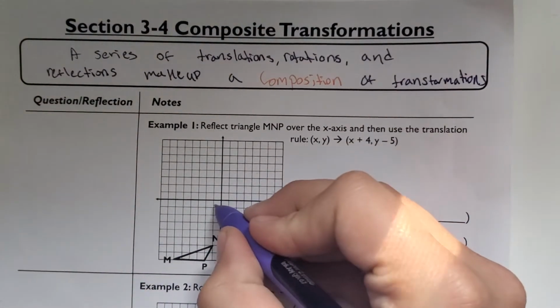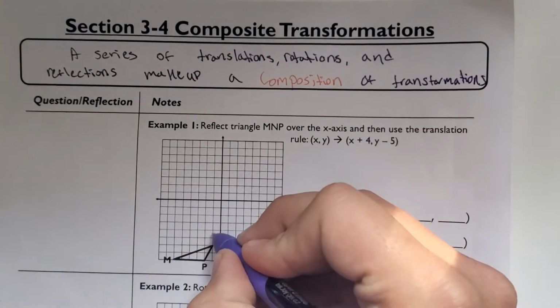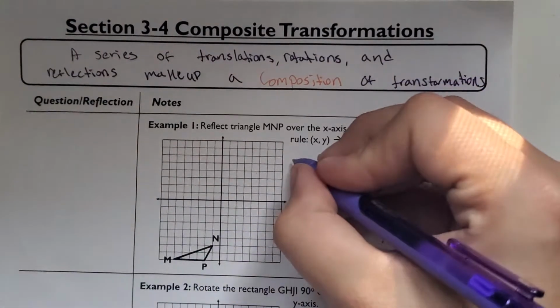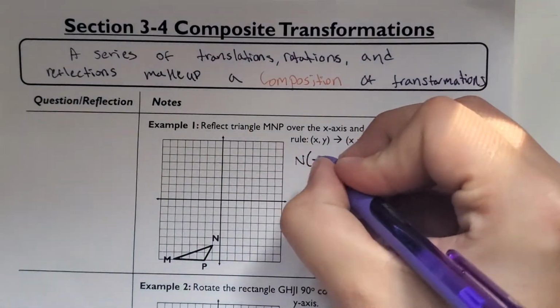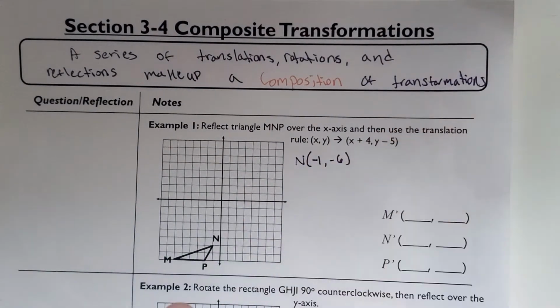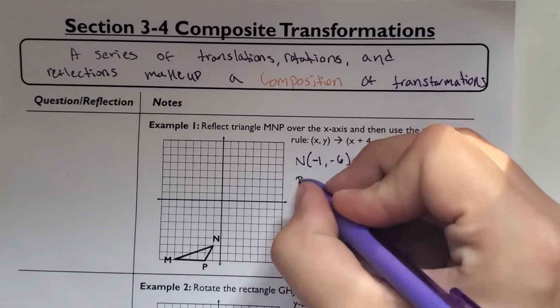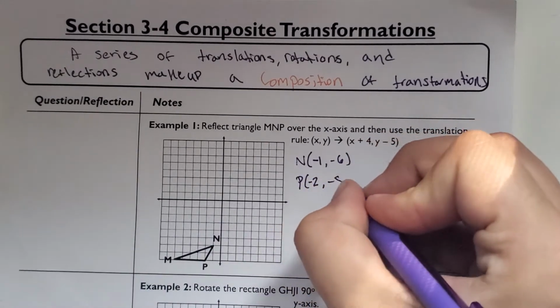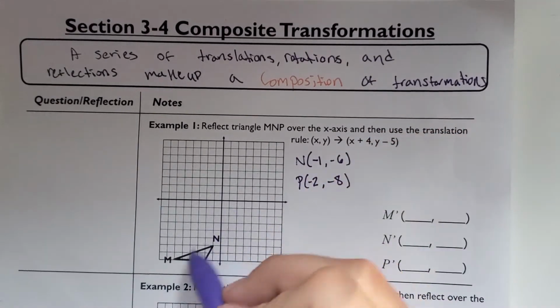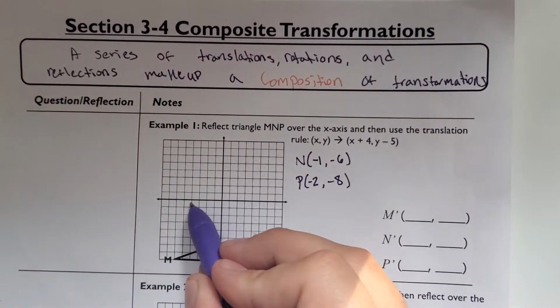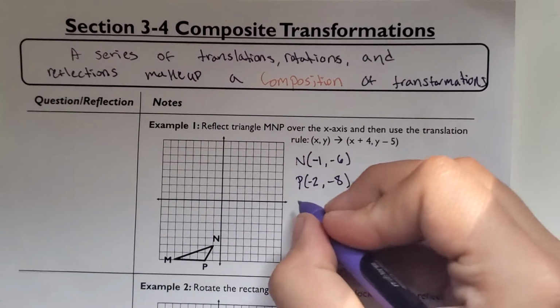Looks like n is going to be at -1, 1, 2, 3, 4, 5, 6. So n is at -1, -6. P is at -2, -8. And m is at -1, 2, 3, 4, 5, 6. Looks like -6, -8.